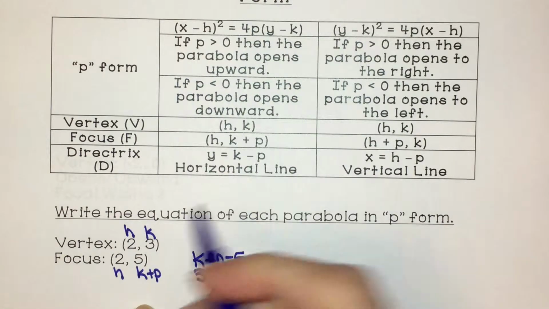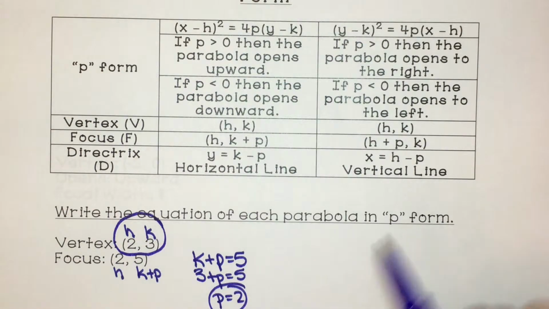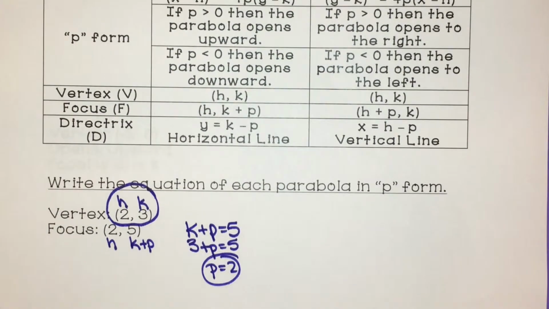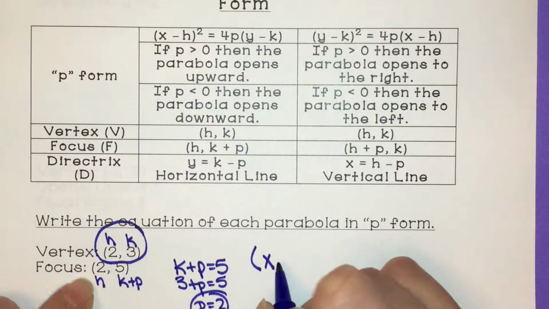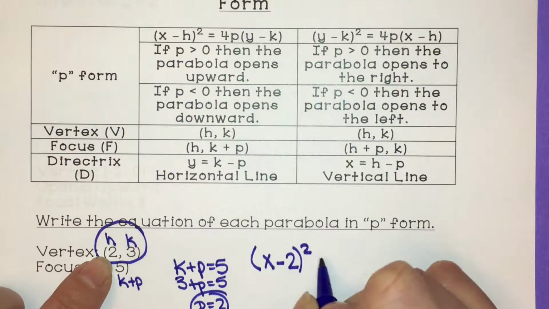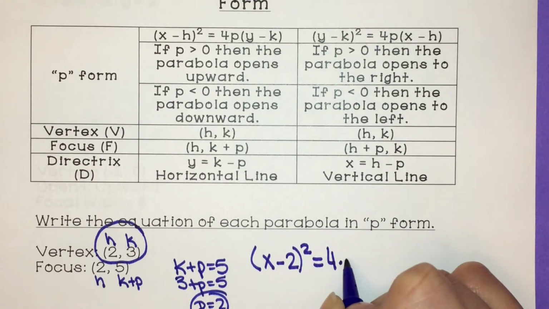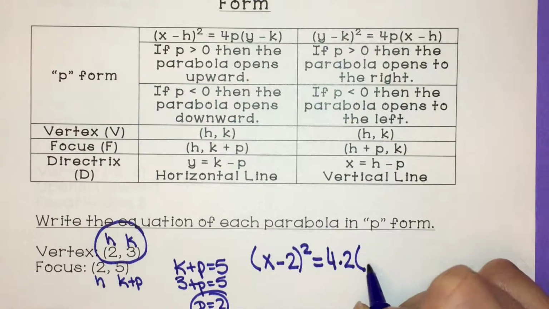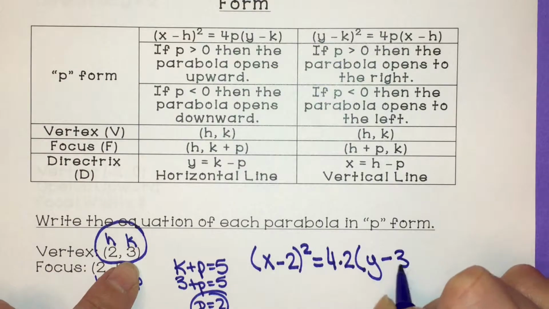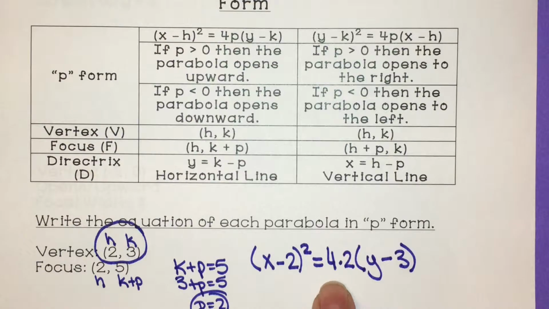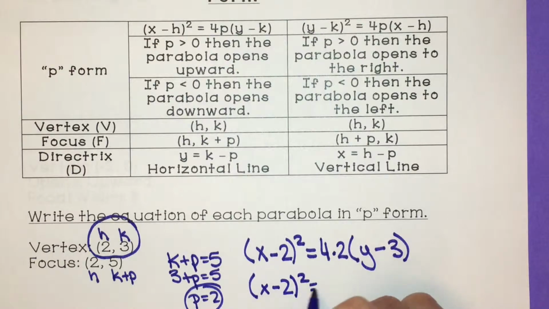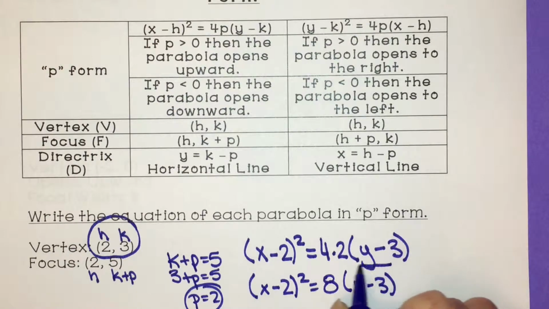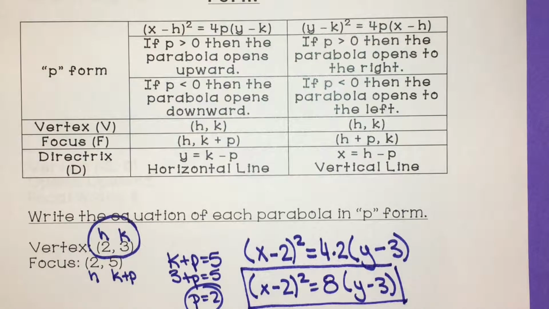So I'm going to use p equals 2, and I'm going to use h and k for my vertex to write my equation. Remember, my equation is up here. I have (x minus the h value, which is 2) squared equals 4 times my p value, which is 2, multiplied by (y minus my k value, which is 3). Now I'm just going to simplify by multiplying 4 times 2. So I have (x minus 2) squared equals 8 times (y minus 3). I just brought everything else down because I couldn't simplify anything. And that's my equation.